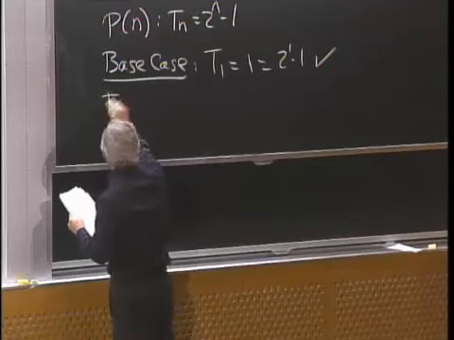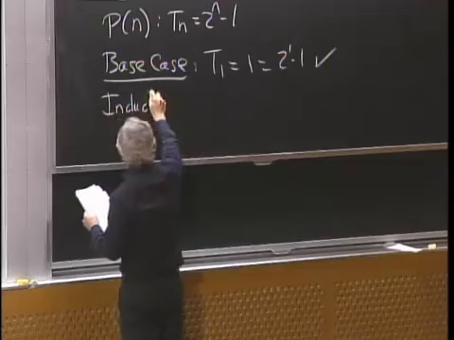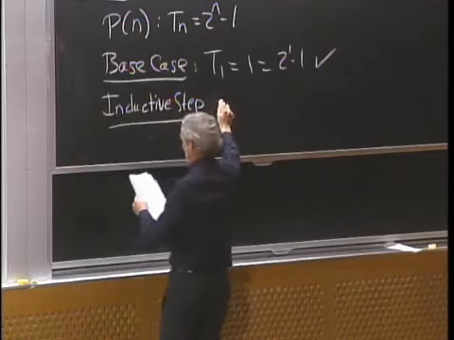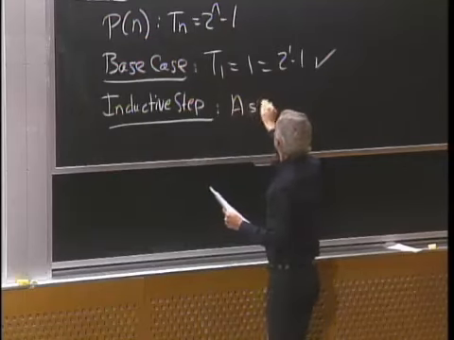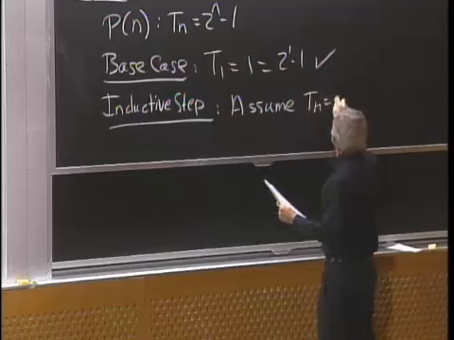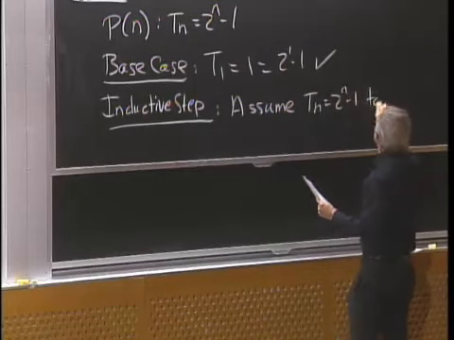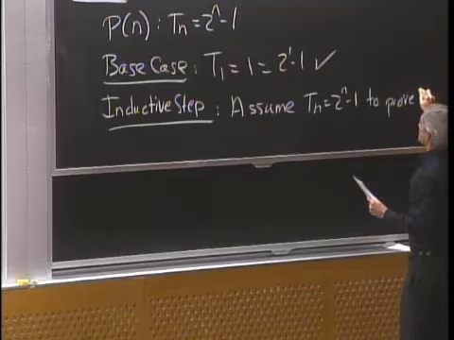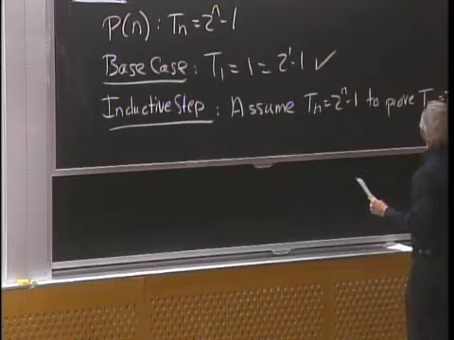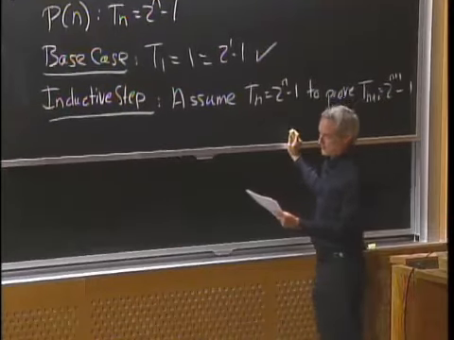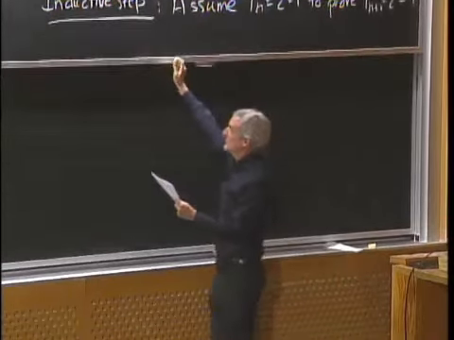Now we'll do the inductive step. We're going to assume P of n, that Tn equals 2 to the n minus 1, to prove P of n plus 1, which is Tn plus 1 equals 2 to the n plus 1 minus 1. So very standard induction. So let's look at Tn plus 1 now.